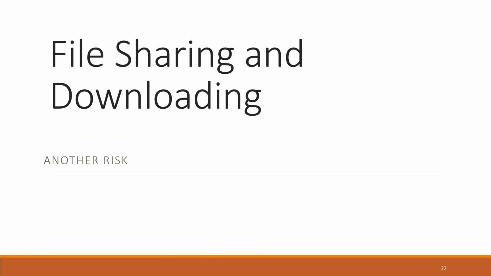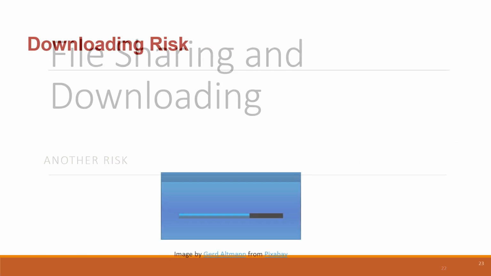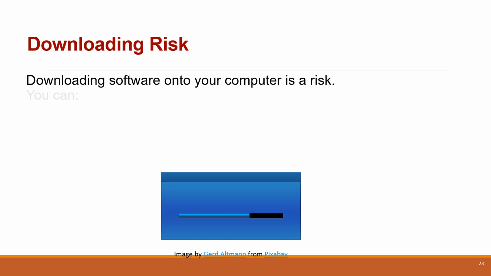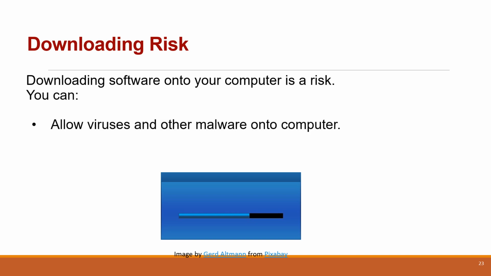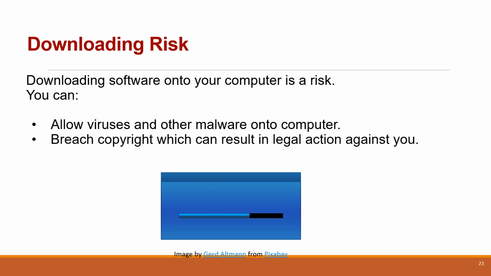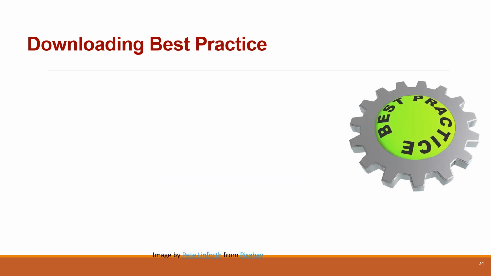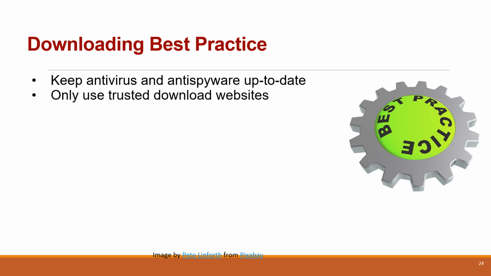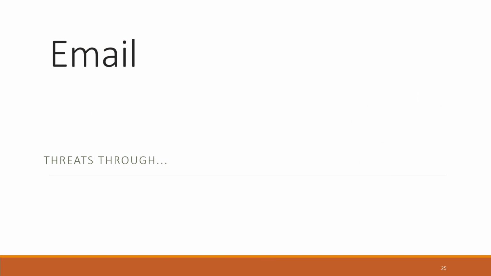File sharing and downloading are other behaviors that put your computer at risk. You may get viruses or other malware with the files you download, and you may be breaching copyright, which can result in legal action against you. Downloading best practices include keeping your antivirus and anti-spyware up to date, and only using trusted download sites to download legitimate software. Email has always been one of the ways that threats arrive at your computer.